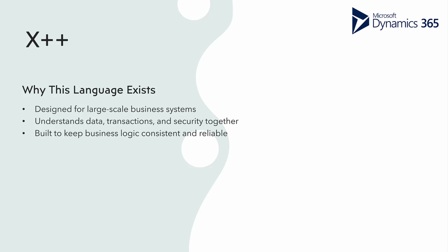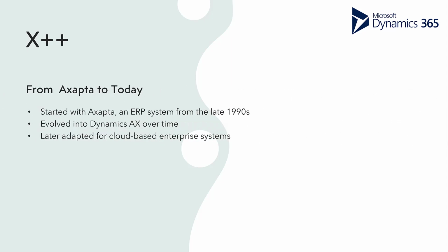The story begins with a product called Axapta. Axapta was an ERP system developed in the late 1990s by a Danish company. Microsoft later acquired it, and over time it evolved into Dynamics AX, and eventually into the cloud-based platform we use today. From the very beginning, the system needed a language that could handle complex business rules without forcing developers to manually manage databases, transactions, and security. That's where this language was born.